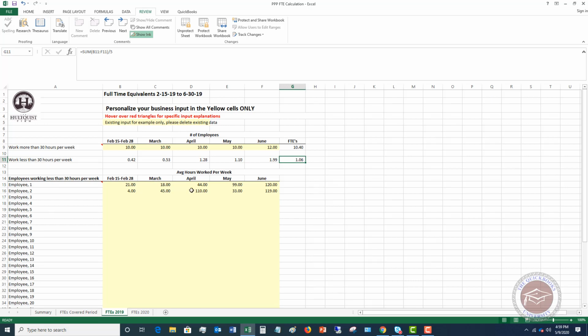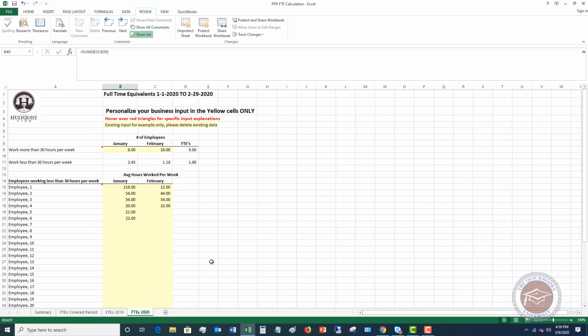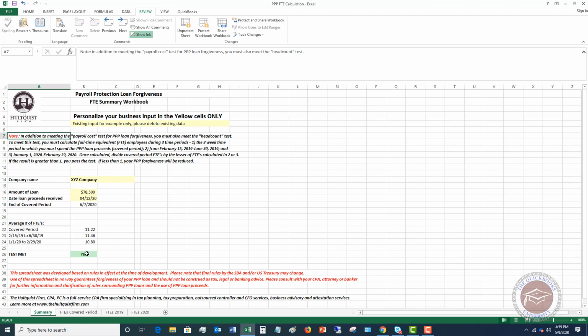Then you do that again for 2020, and this will automatically calculate on the first tab in the summary how many FTEs you have during the time periods and the covered period, and let you know if you met the test.